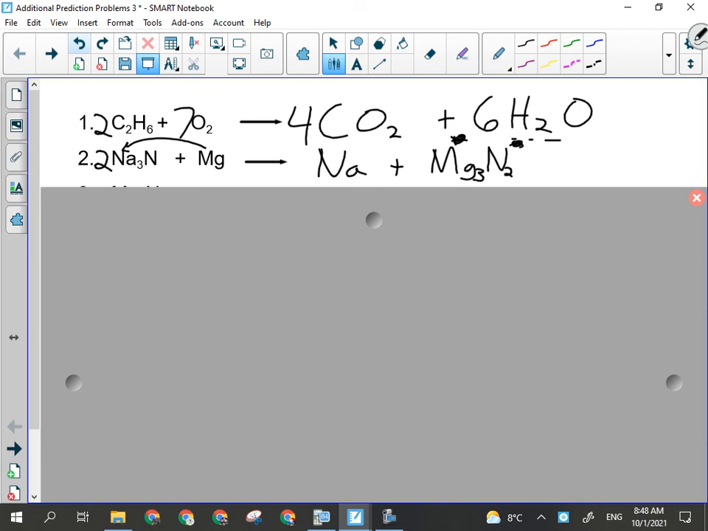That balances my nitrogens. But it gives me how many sodium? 6. Okay, so now I've got 6 sodium. So sodium's balanced. Now I just need to make my magnesiums work. How many over there? 3. What goes here? Okay, so the 3 was actually okay for the magnesium. It just didn't work for the sodium.